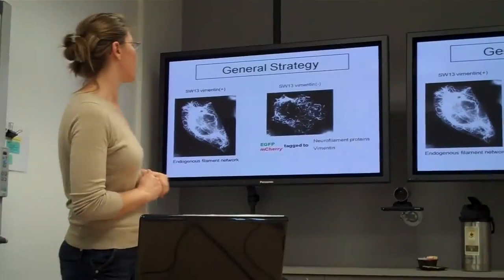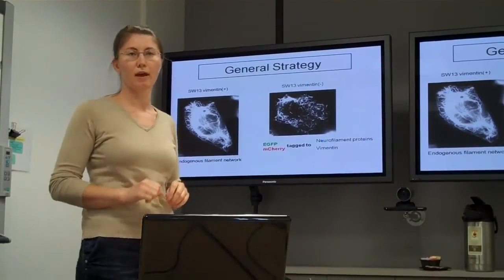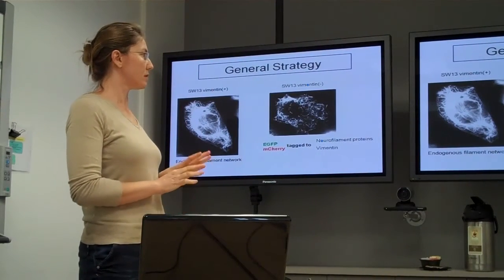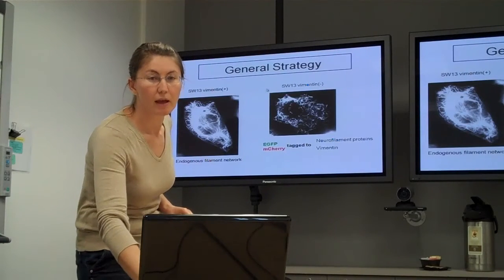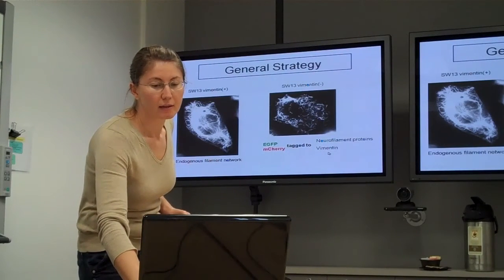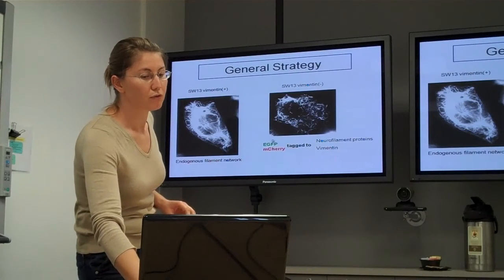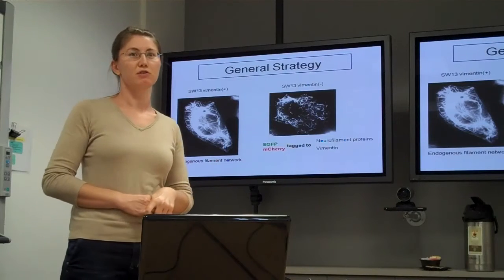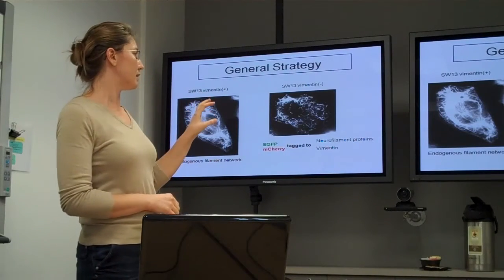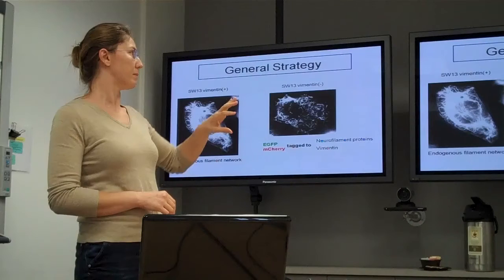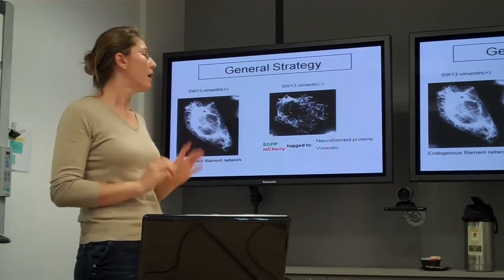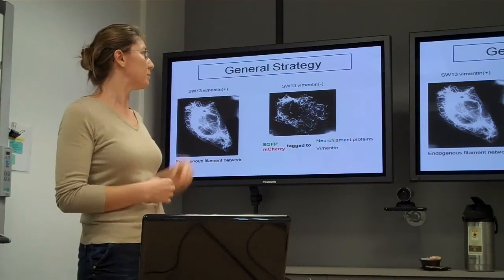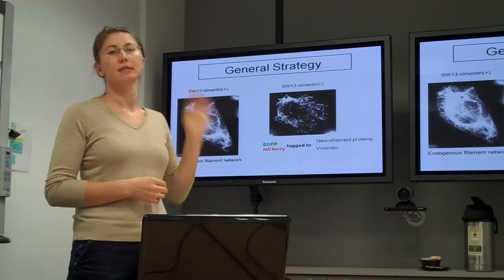Therefore, I decided to work on SW13 cells where they don't have their endogenous intermediate filament network, so it's a perfect host system for me to exogenously express different kinds of intermediate filaments that were tagged to different kinds of colors, like EGFP, which is a green fluorescent protein, or mCherry, which is a red fluorescent protein. By fusing these to my proteins, I could follow them in the cell because they are now colored, and also because I can control their expression levels, I could make them less dense and be able to actually resolve single filaments.